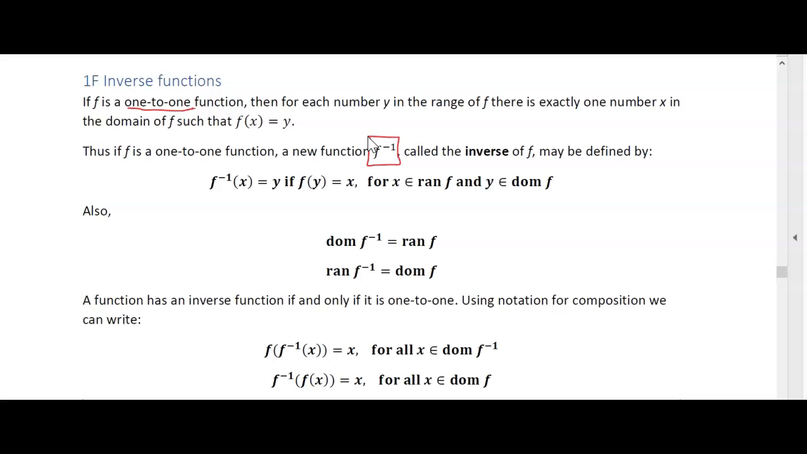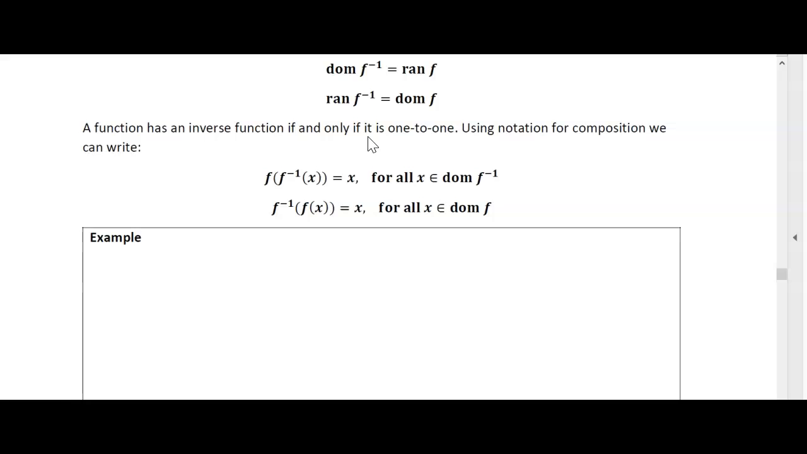The domain of your inverse is equal to the range of f, and the range of your inverse is equal to the domain of f. So basically, you're switching x and y, so your domain and range also switch. Because you're taking the inverse, things are basically swapping. Inverse means just the opposite. So x is switching with y, and the domain is switching with the range.